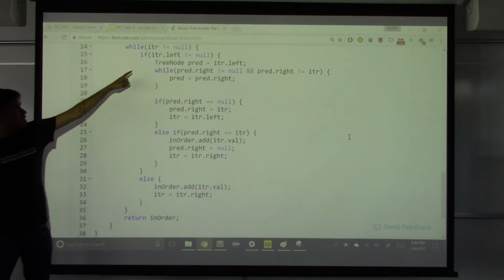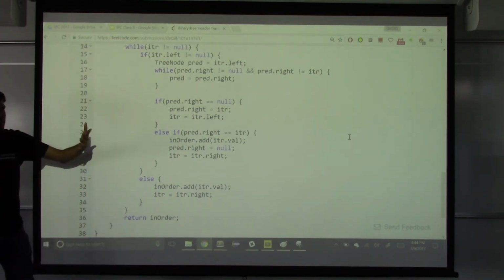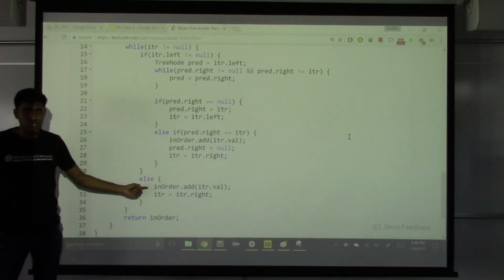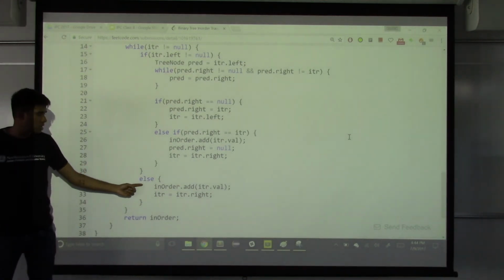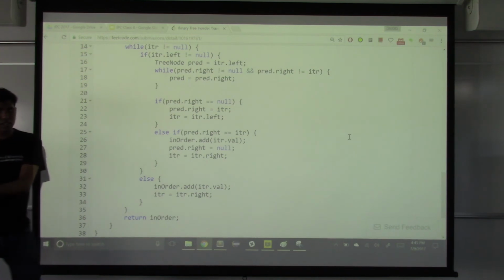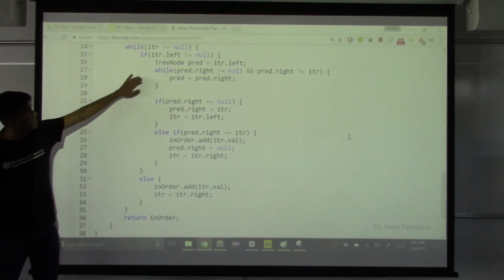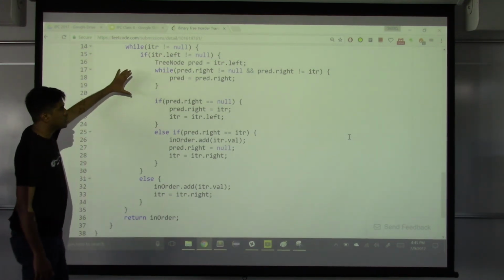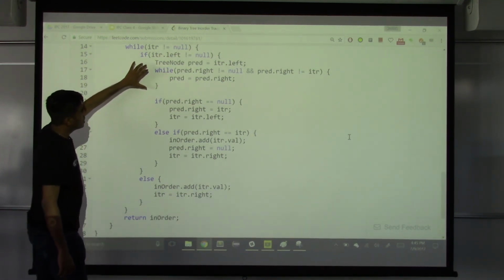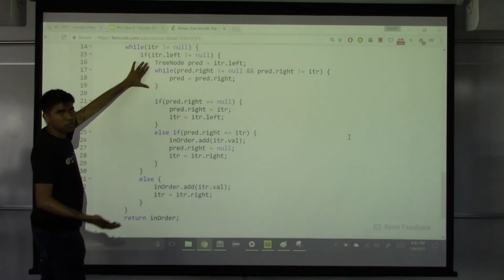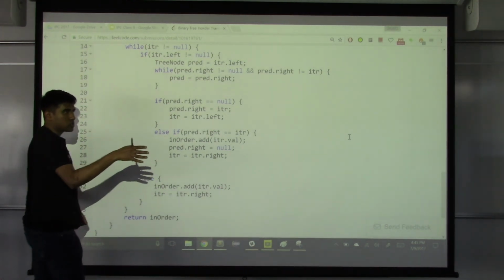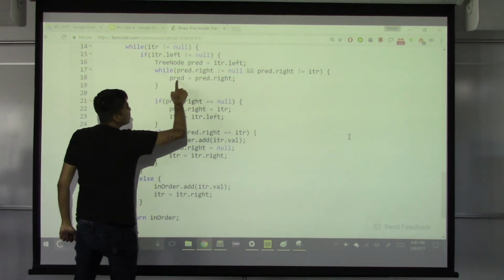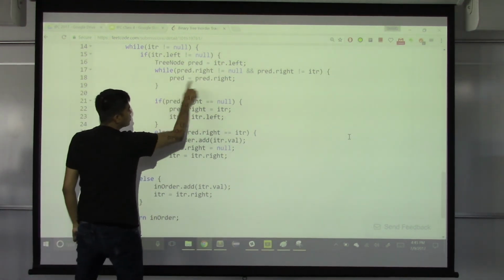So, every node either has a left child or does not have a left child. If it does not have a left child, then I just visit it. In this case, visit is just adding to the array list. And then I move right. If it does have a left child, then I want to find the predecessor. The predecessor is nothing but the rightmost node of the left subtree, right? So left subtree, and I want to get to the rightmost node, so I go right.